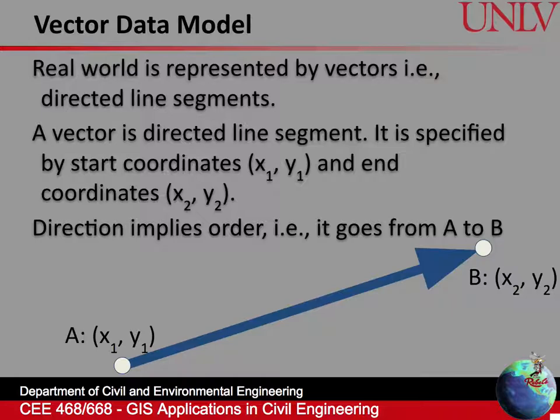So in a vector data model, the real world is represented by vectors, that is, directed line segments. A vector has a starting coordinate, for example x1 and y1, and an ending coordinate x2 and y2. And for a vector, the direction implies order. For example, in this case, the vector is pointed from A to B. So in the vector data model, we describe real world entities by marking points and connecting those points with vectors.